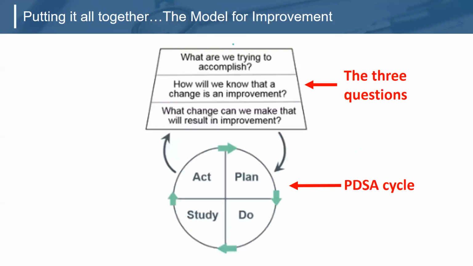So putting it all together, the model for improvement, 3 questions. What are we trying to accomplish? How will we know a change is an improvement? What changes can we make to result in an improvement? And those PDSA cycles.